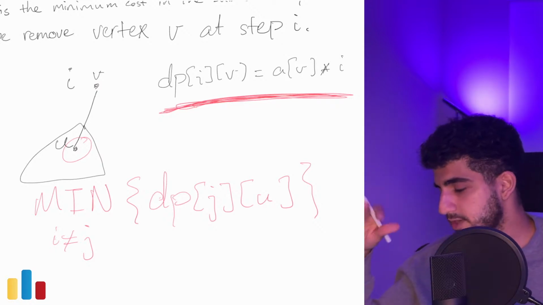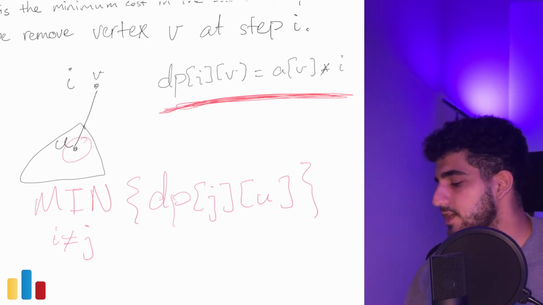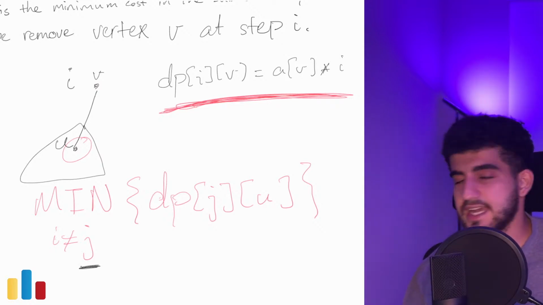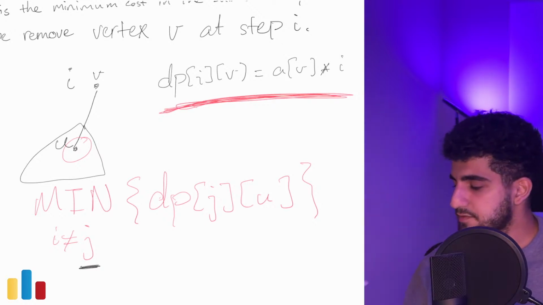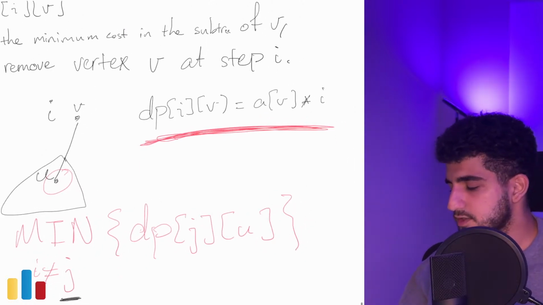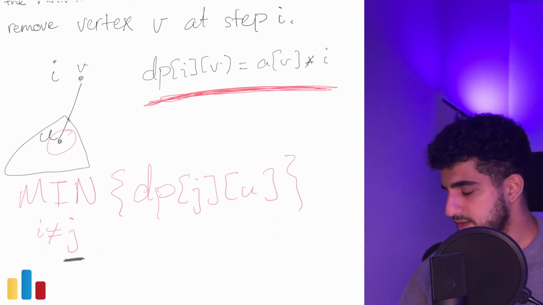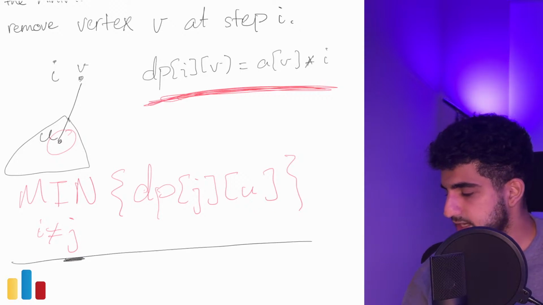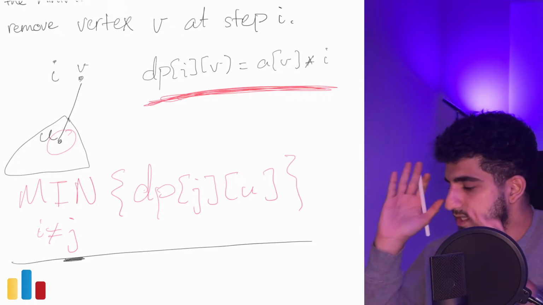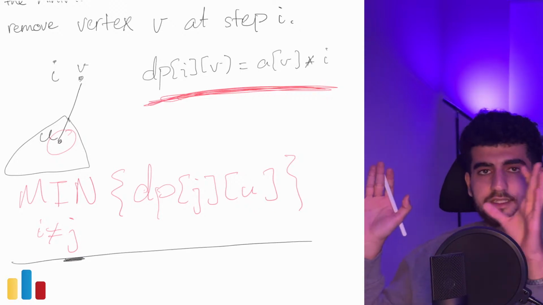And I will tell you how to calculate it in a good time complexity. I don't want to have an additional for loop on j. I want to just have a for loop on I and v. I will tell you how we can calculate these without an additional for loop on j. But the general idea is this.